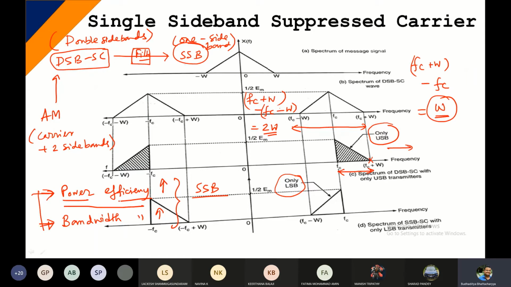Although the power efficiency I'll prove separately, for the timing, let us understand from this diagram how we are trying to achieve it. Analytically we will prove that power efficiency is greater, so that is separate. But theoretically, from the aspect of the diagram and the process involved with SSB, we are assuming that the power efficiency should be increased.